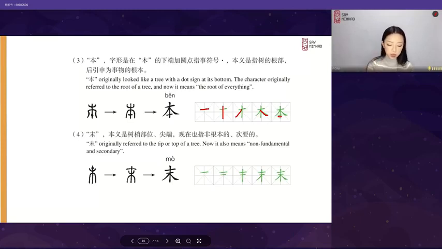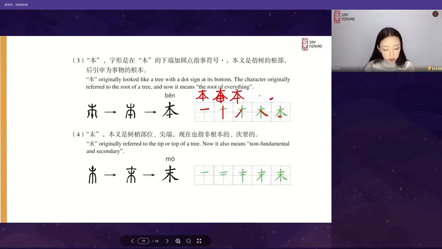Now try to write it with me. Horizontal, vertical, left turning, right turning, and then a horizontal. Next, horizontal, vertical, left turning, right turning, horizontal. Again. This is the 本. And actually, this part means the roots of the tree in ancient time. Ancient time.